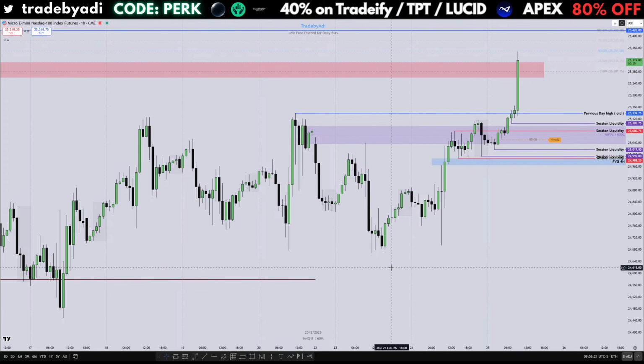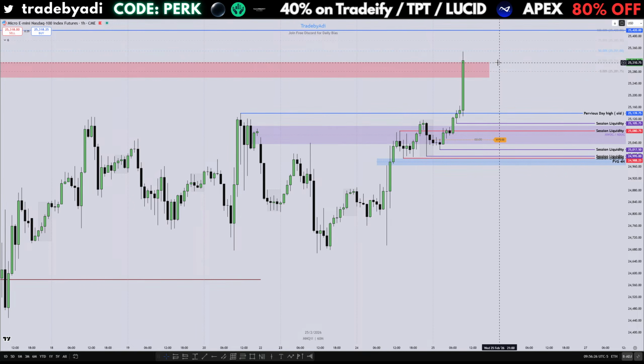Monday, Tuesday, Wednesday, and Thursday is going to put the high of the week, and then Friday it should do the retracement to the downside. It will take this liquidity.